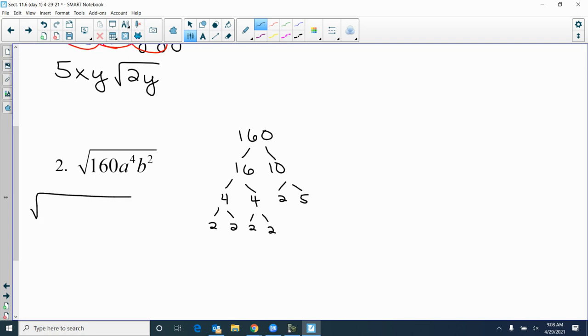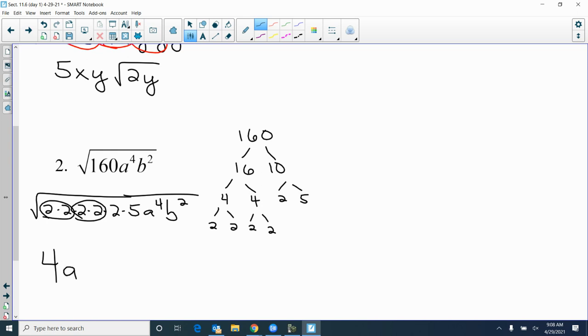So 160 is how many 2s? 5. And then I got a 5. And then I got an a to the 4th and a b squared. I'm not going to write that out. I got a pair of 2s, 2 pairs. I take each 2 out and I multiply them together. That's why I get a 4.